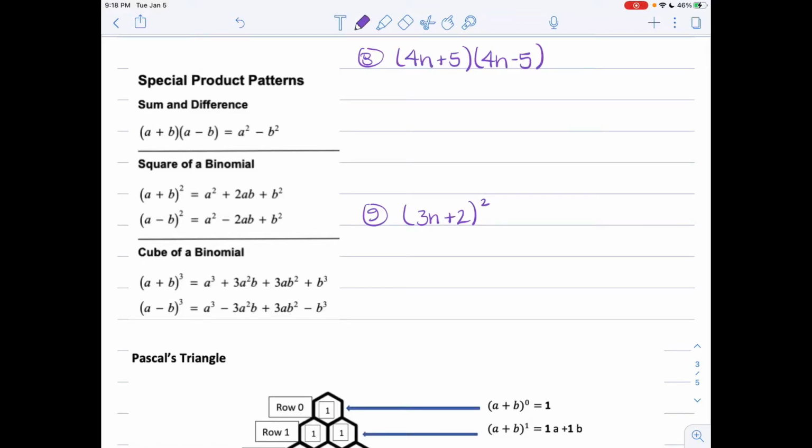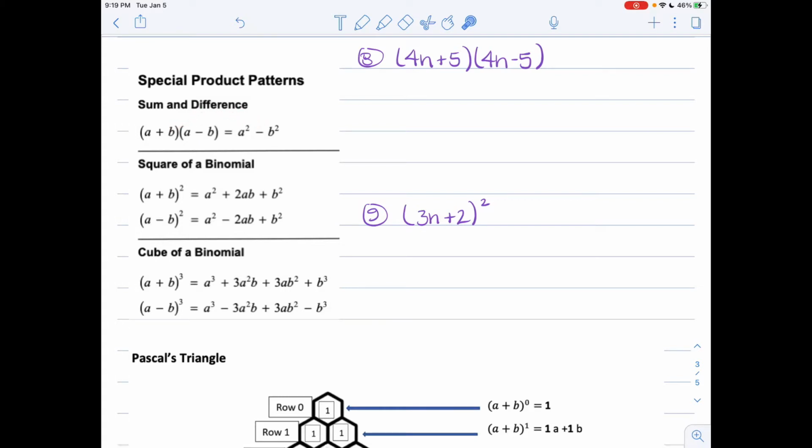Now let's talk about some special product patterns. We've seen a couple of these already, but kind of in reverse. When we were factoring our quadratics, we had a special form: if we had something squared minus something else squared, we could break it up and not have to do any of our guess and check or other methods of factoring. All we had to do was take the A value and place it in the front, the B value in the back, one's a plus and one's a minus. So we're kind of going in reverse here.